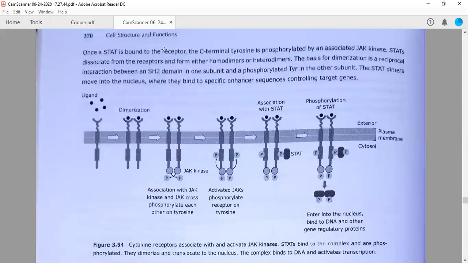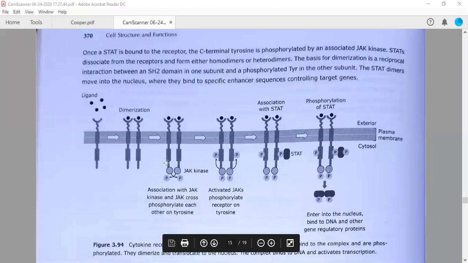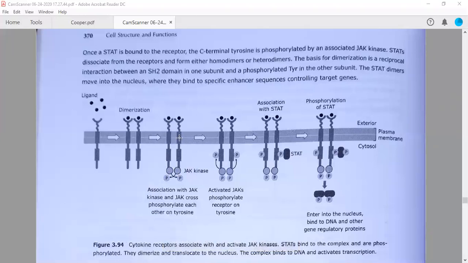Once the STAT is bound to the receptor, the C-terminal tyrosine is phosphorylated, because this specific tyrosine is present over the C-terminal, by an associated JAK kinase. So see here, this is your receptor tyrosine kinase, which is a monomer. It will form a dimer after binding with certain cytokines, for example, interleukin 2, erythropoietin hormone, growth hormone, or prolactin. After dimerization, they will interact with certain JAK kinases, which are present in the cytosol. These JAK kinases will be interacting with these receptors. These are called receptor tyrosine kinases.